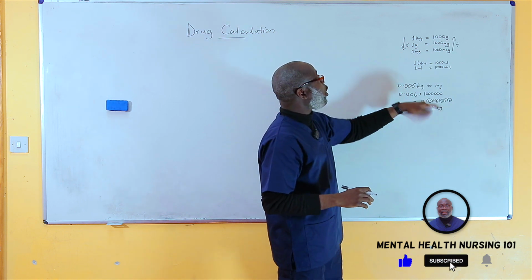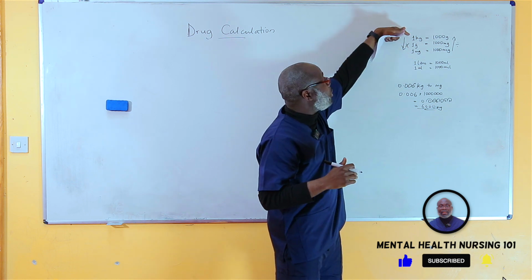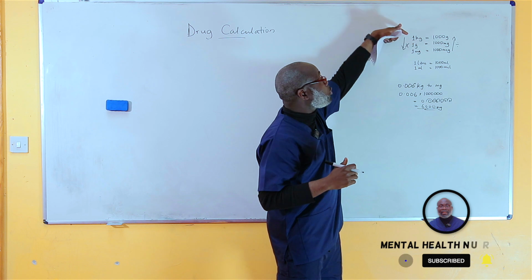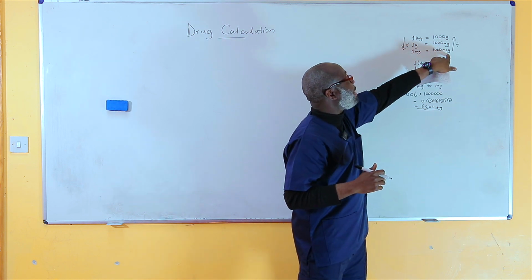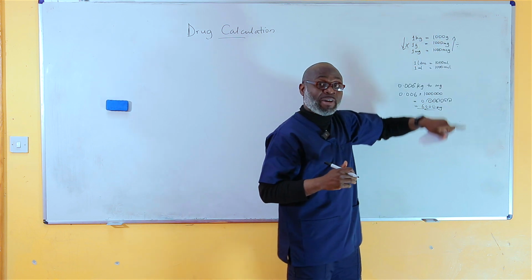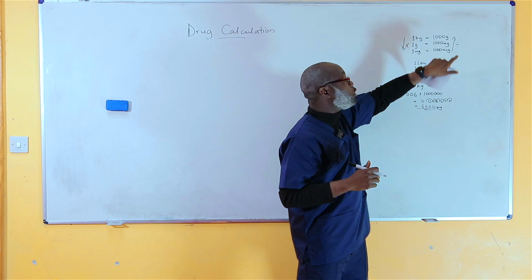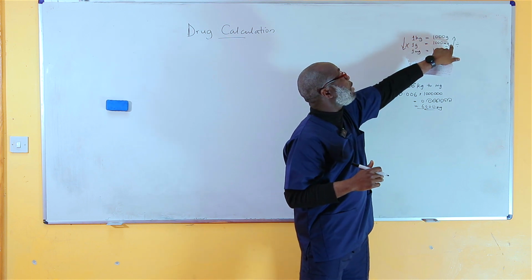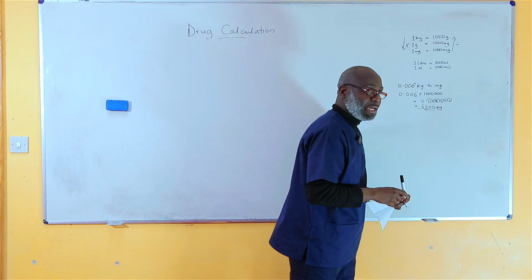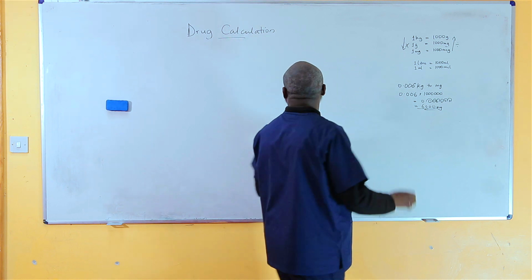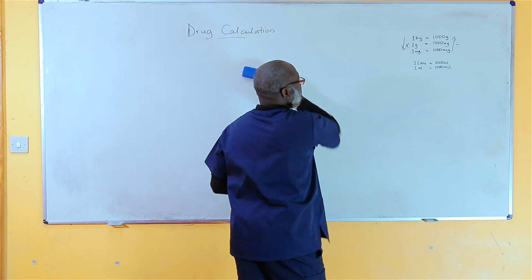That is because you're converting from kilogram to milligram. But if I'm converting from kilogram to gram, it's only times 1,000. If I'm converting from microgram to milligram, it's divided by 1,000. If I'm converting from microgram to gram, it's divided by 1,000 and by another 1,000, that is divided by a million. So we have to understand that. Let us go through some questions.